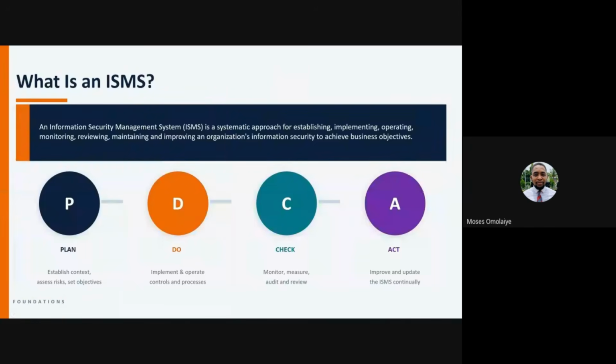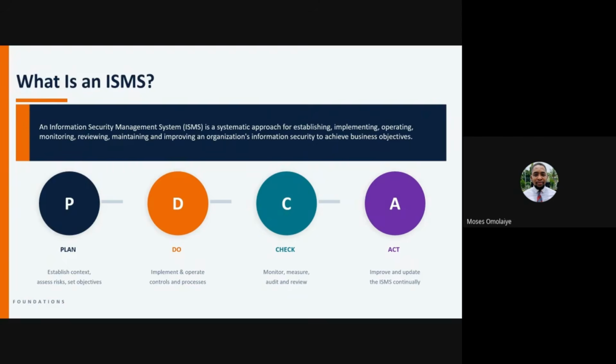So, that being said, what is an ISMS? An Information Security Management System. An Information Security Management System, or ISMS for short, is basically a systematic approach for 1, establishing, 2, implementing, 3, operating, 4, monitoring, reviewing, maintaining, and improving an organization's information security to do what?